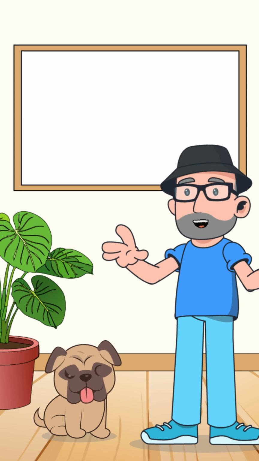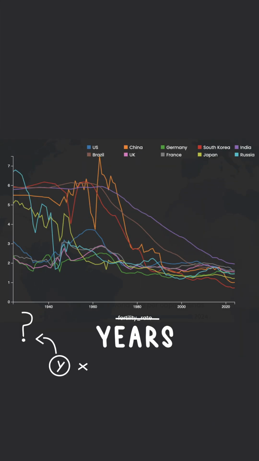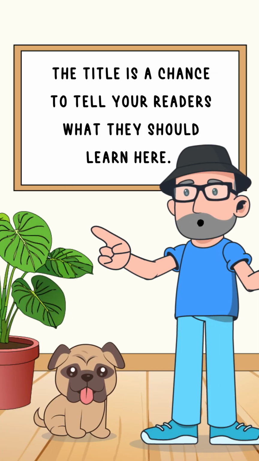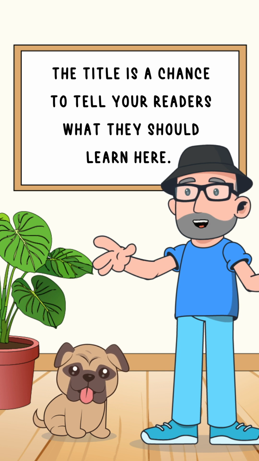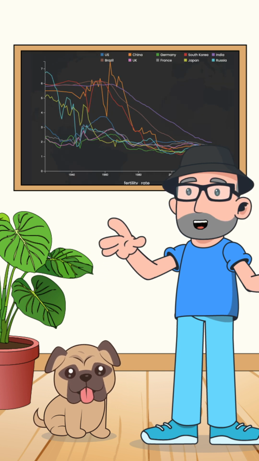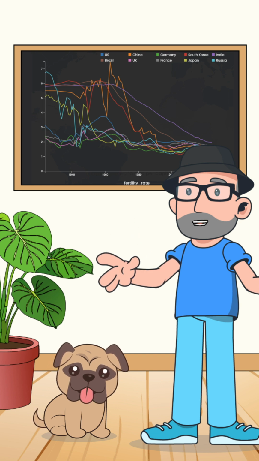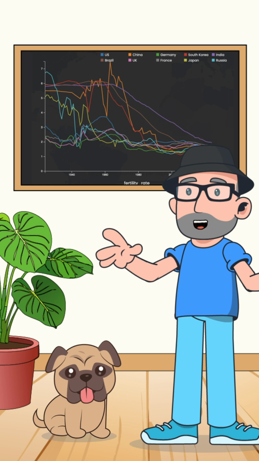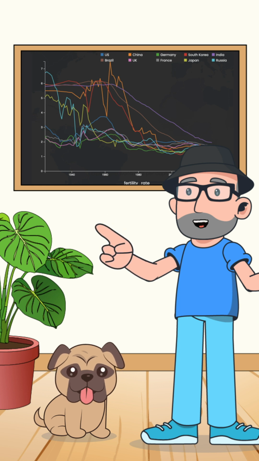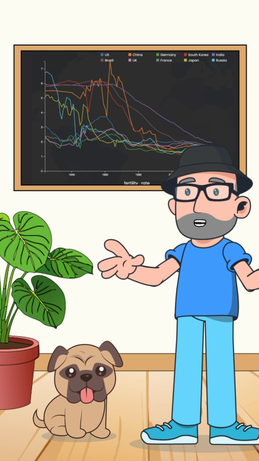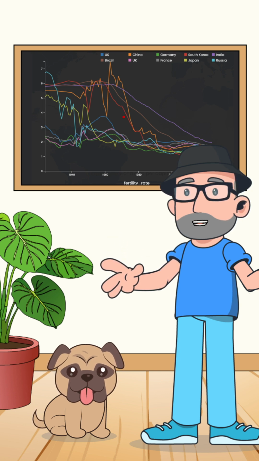So the x-axis is mislabeled, the y-axis is missing entirely, and maybe worst of all, there's no title. The title is a chance for you to tell your readers what they should learn here. Maybe it's fertility rate has dropped across countries over time, or China's fertility rate spiked in the early 60s and dropped significantly, maybe due to a one-child policy or something like that. India's fertility rate has dropped over time but remains among the highest. Whatever it is, the title is your best chance to communicate with the reader, and this data viz chooses not to do that.